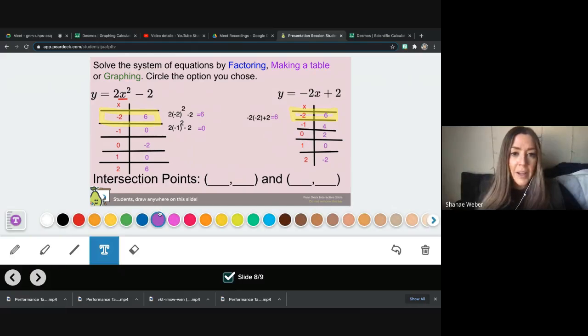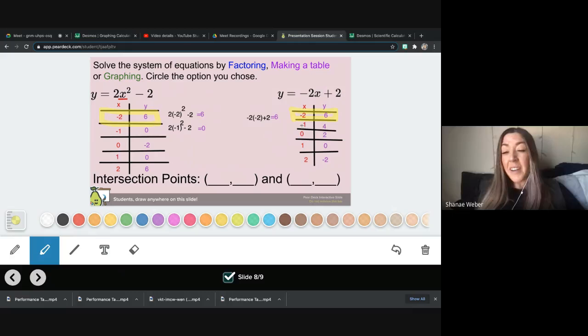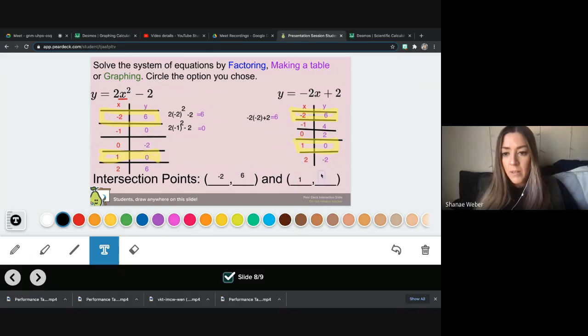By the way, I forgot to put y's up here. There we go. Okay, here I have -1, 0, but here I have -1, 4. Those aren't the same. Here I have 0, -2. Here I have 0, +2. Again, those aren't the same. Here I have 1, 0, and here I have 1, 0. Those are the same. So I found my 2 points of intersection. One of them is -2, 6. So I'm going to go ahead and write that. And the other one is 1, 0. And I'm done.